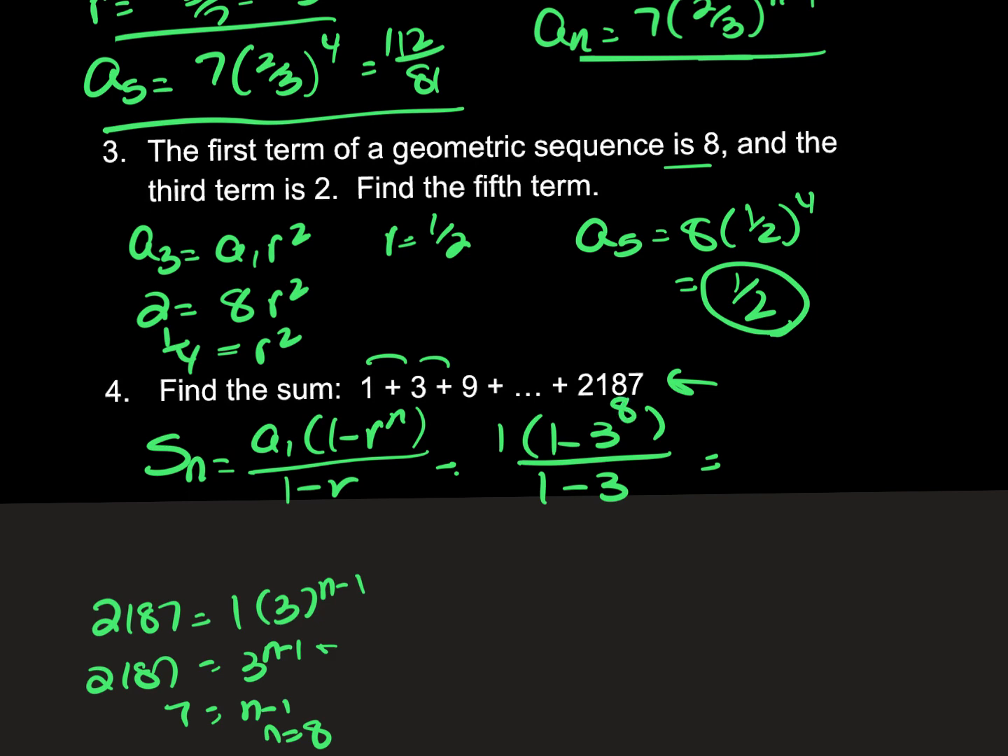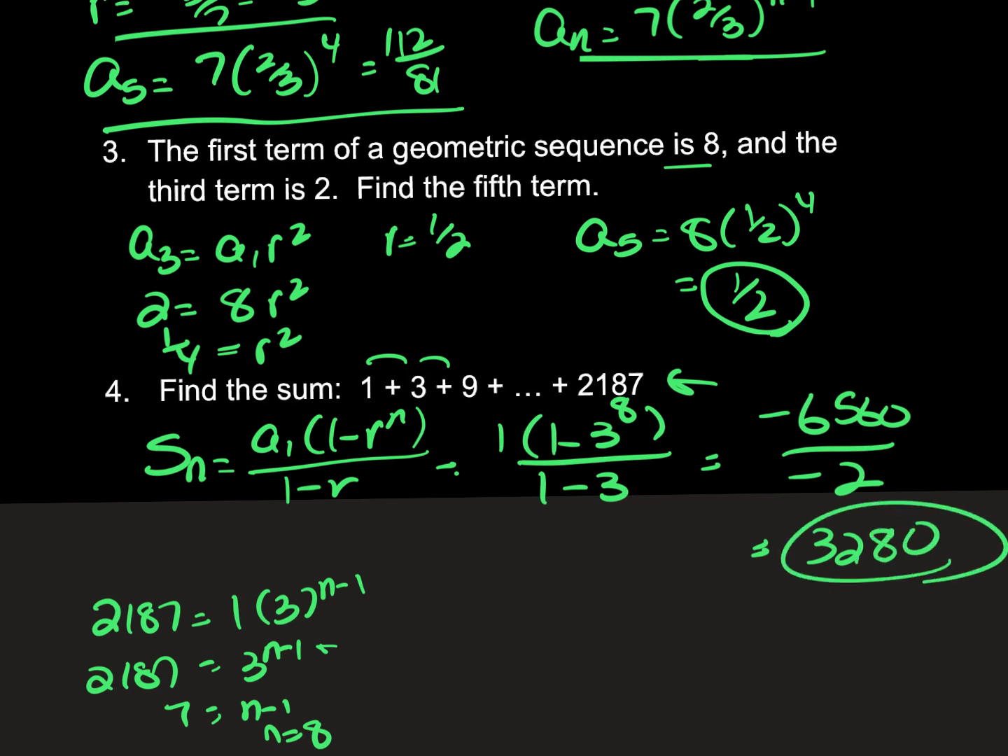So now I can punch it in my calculator. What I know for sure is the denominator is negative 2. So all I'm punching in is 1 minus 3 to the 8th power, getting negative 6560, which I have to divide by negative 2, which gives me 3280. So the sum of all those numbers is 3280.